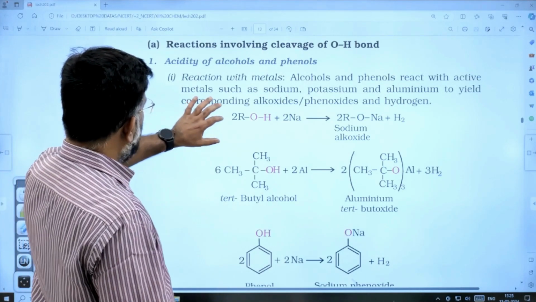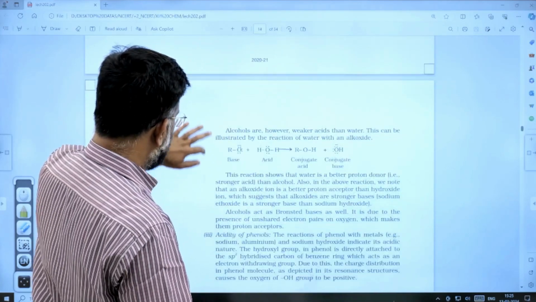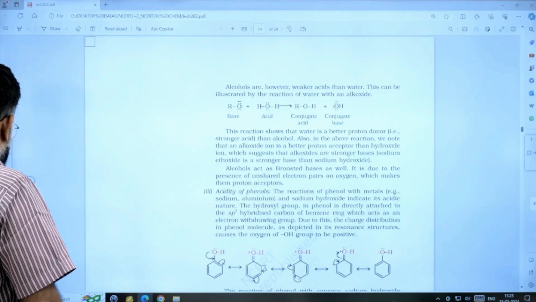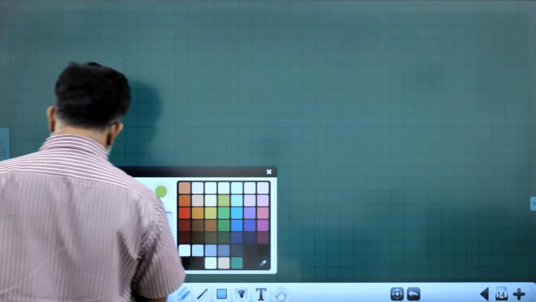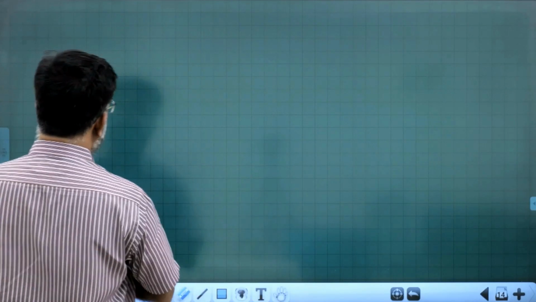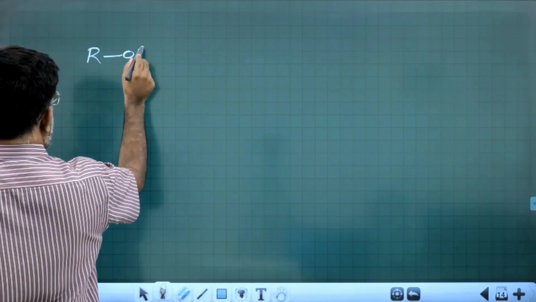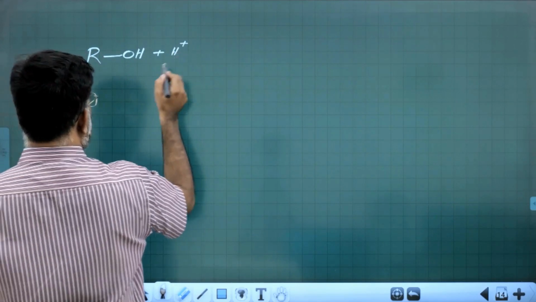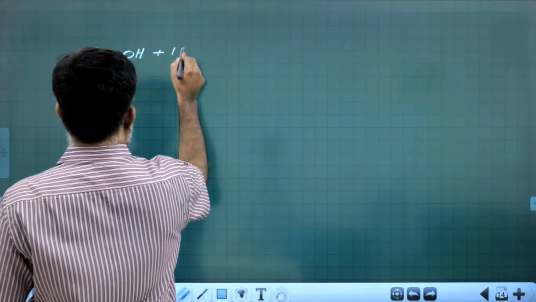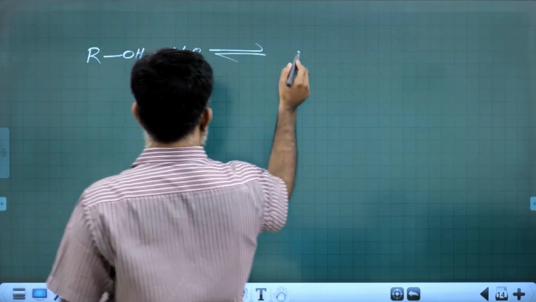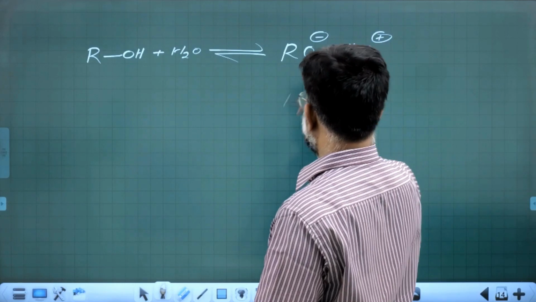So that is about the acidity of alcohol and phenol, and a comparison done between alcohol and phenol. Why are phenols more acidic than alcohols? Once again, you can have a justification with the Bronsted-Lowry concept of acids and bases. ROH interacting with H2O, you are getting RO minus plus H3O plus.